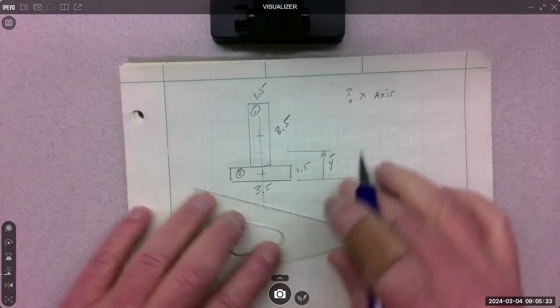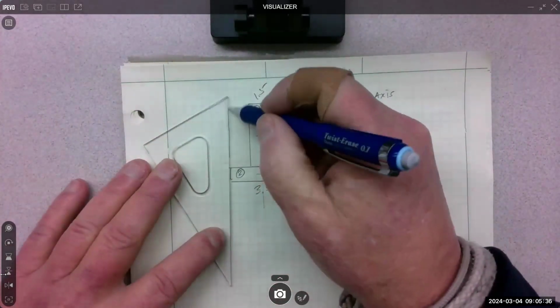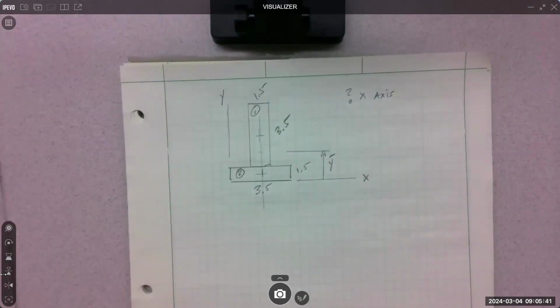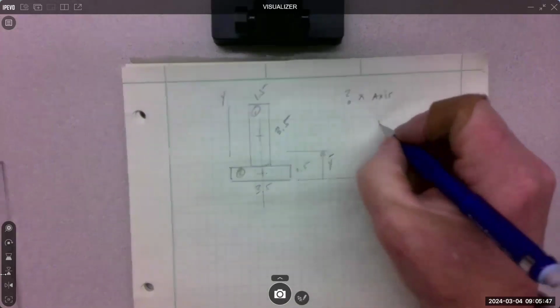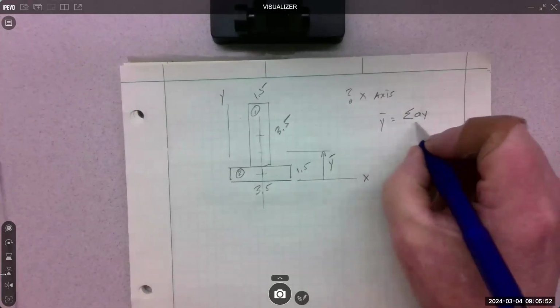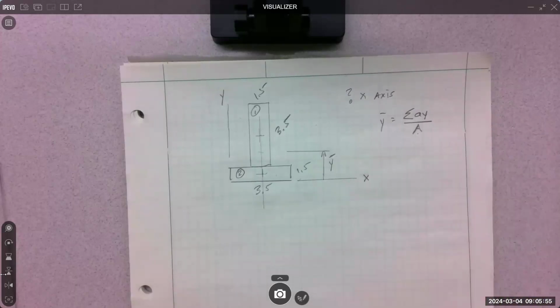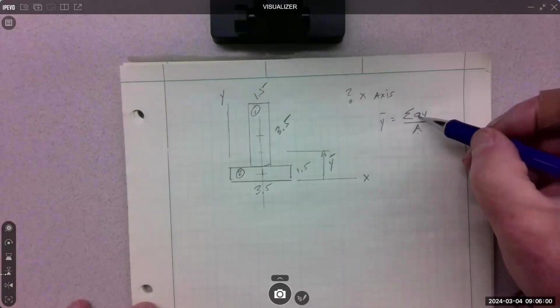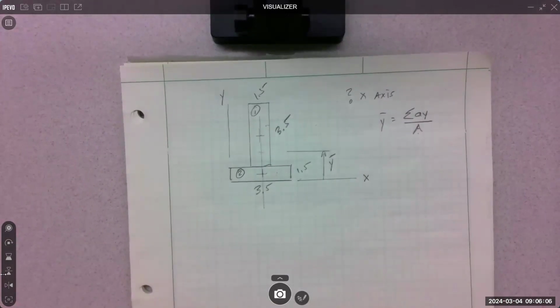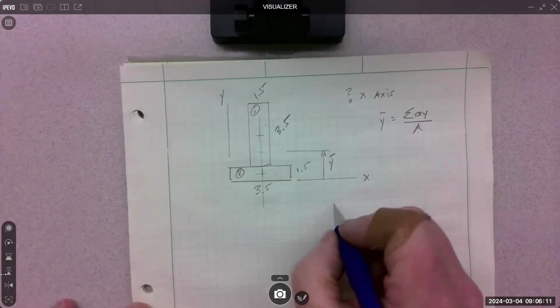I'm going to make this my x-axis, and I'm going to make this my y-axis. You need to define that before you start, and note it so I can see it. It's important. Then I need y bar, right? So that equation is the summation of a times y over total A. The capital A is for the total area. The lowercase a is for individual areas. If you have a lot of parts, you'll see some folks or the book doing a table. I'm not going to do that. I'm just going to write it out.